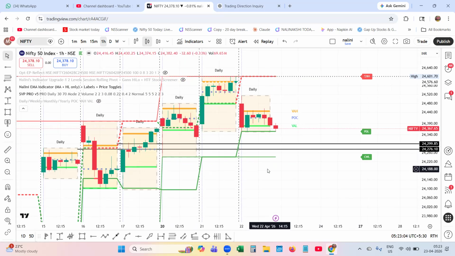Take the trade immediately. You will come to know with the help of Nalini Precision Engine. You will get a door for entry, and then automatically guests will come and the momentum will pick up.